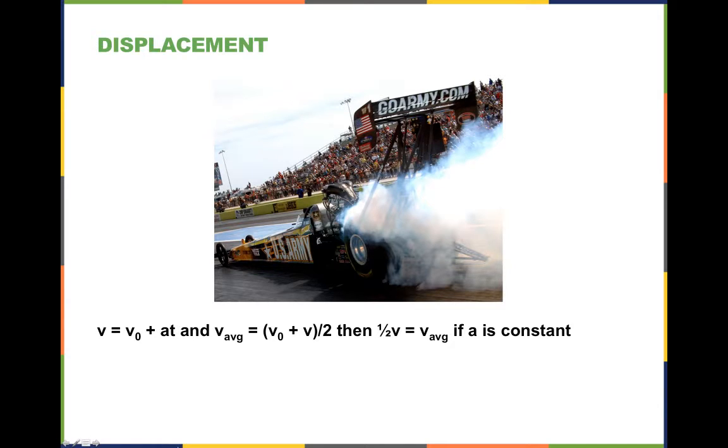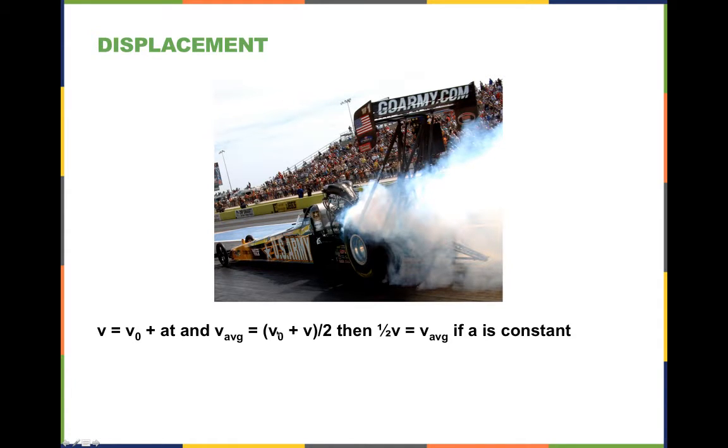Now let's expand. Let's create a couple of new equations that we can use, so that using velocity and acceleration, we can calculate displacement. So here we have the equation we just did. The final velocity is equal to the initial velocity plus acceleration times time. We also know that the average velocity is equal to the initial velocity plus the final velocity over 2.